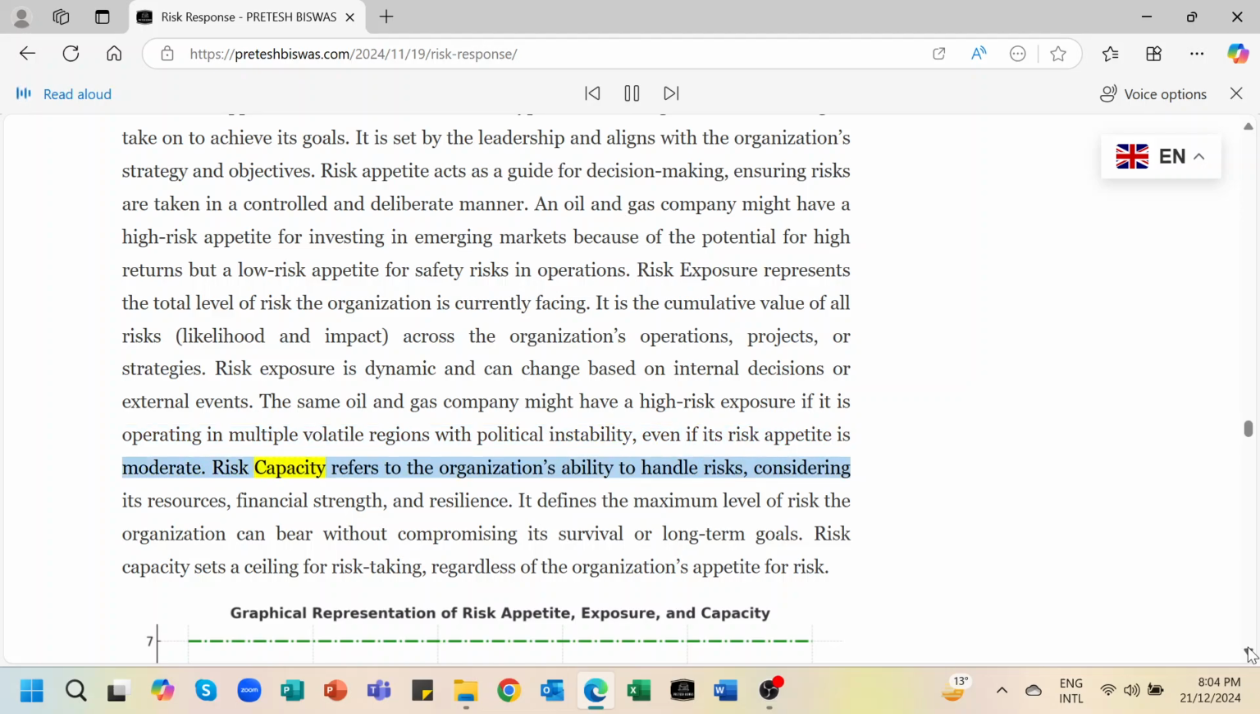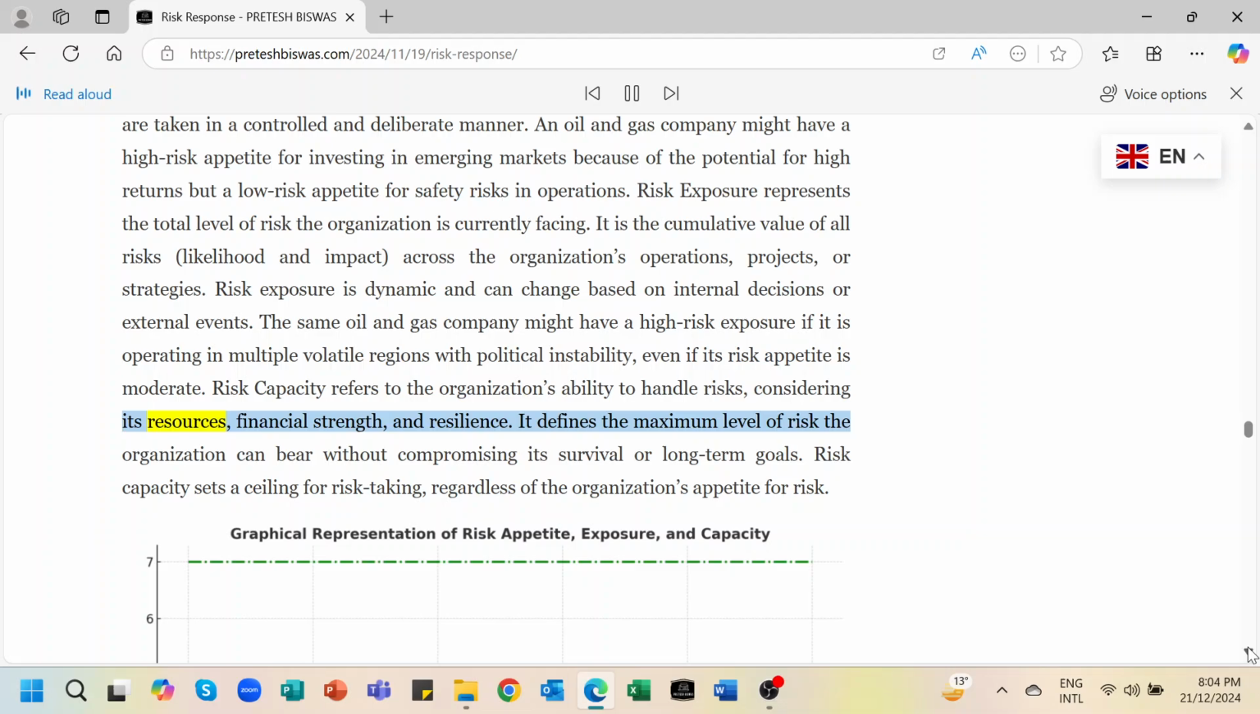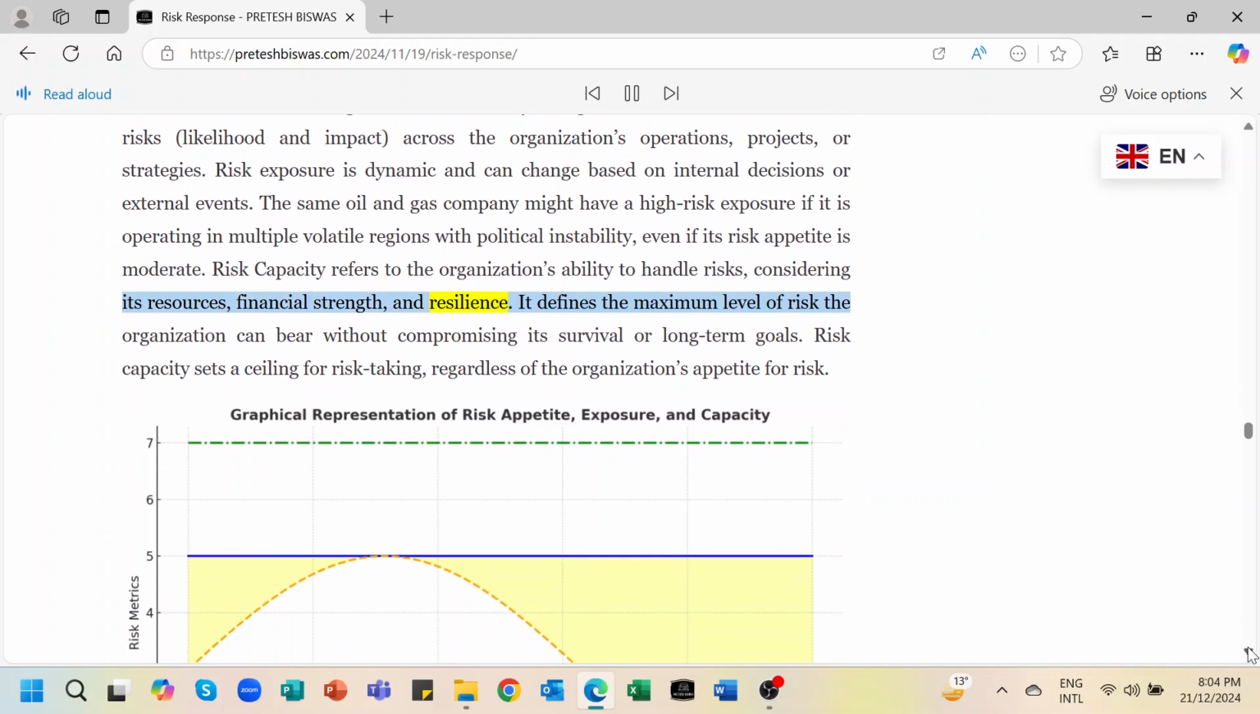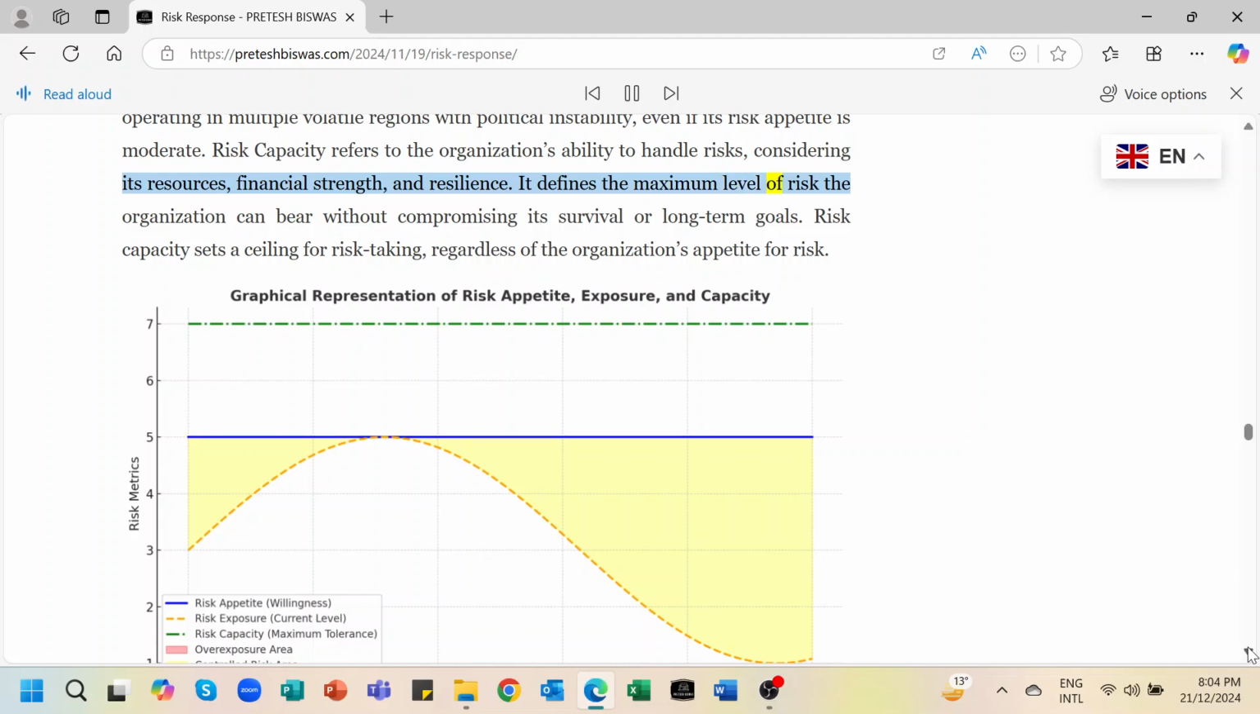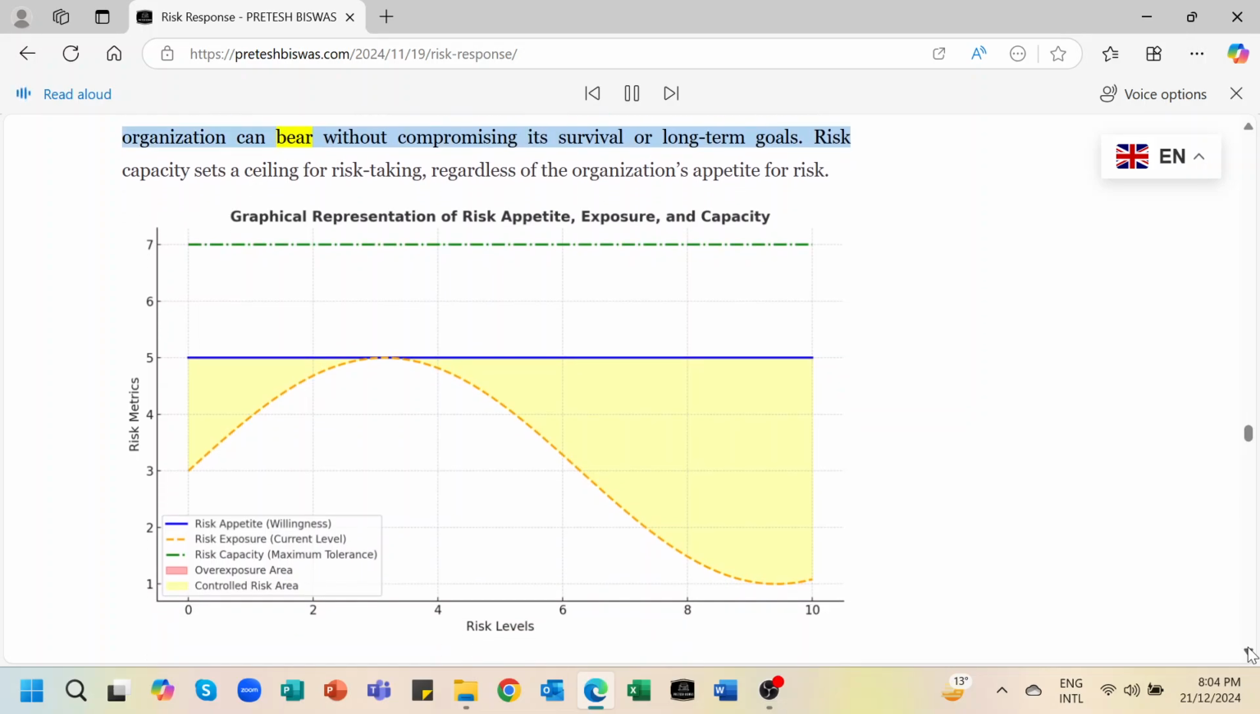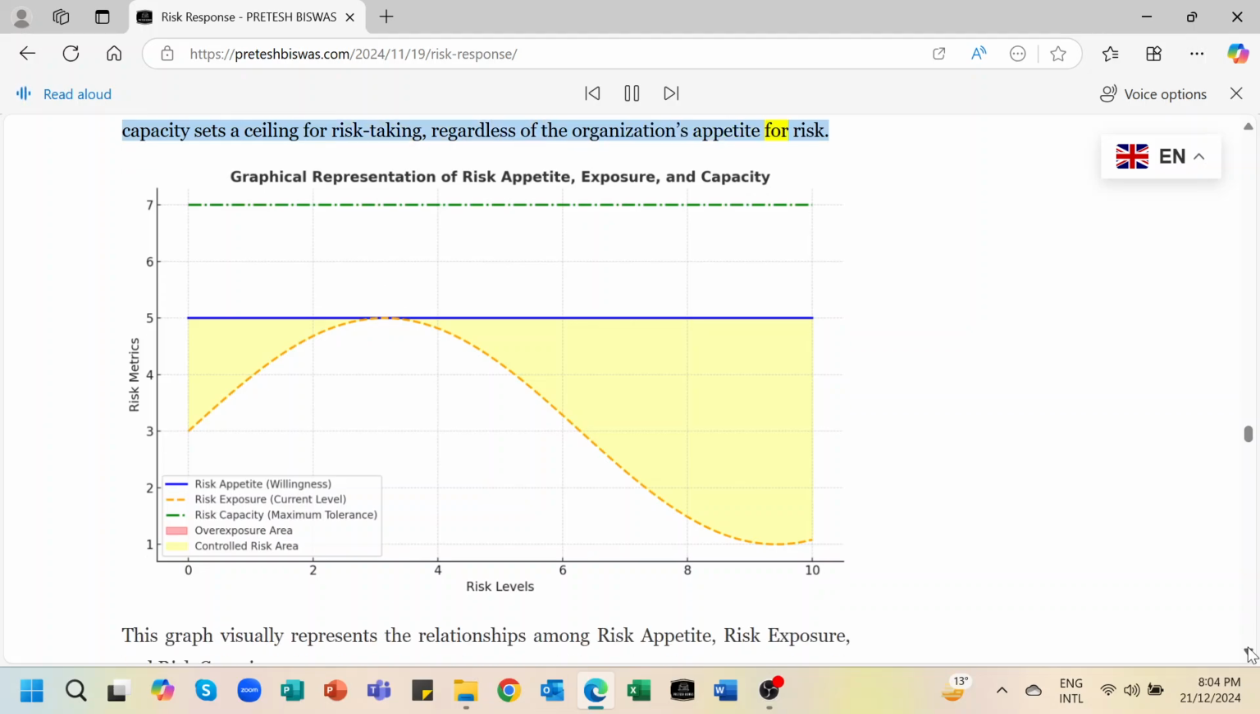Risk capacity refers to the organization's ability to handle risks, considering its resources, financial strength, and resilience. It defines the maximum level of risk the organization can bear without compromising its survival or long-term goals. Risk capacity sets a ceiling for risk-taking, regardless of the organization's appetite for risk.